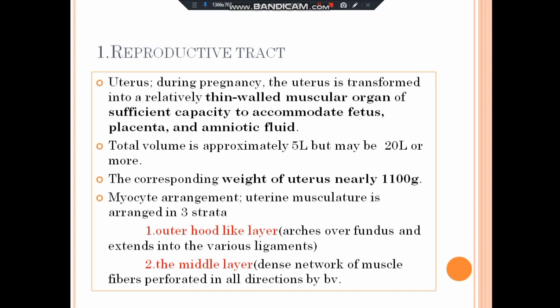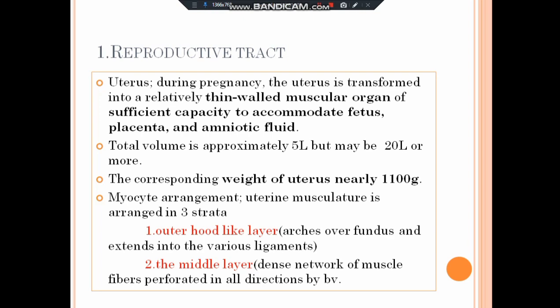First of all, the reproductive tract. Our uterus is a thin-walled muscular organ, and it has sufficient space to accommodate the fetus, placenta, as well as amniotic fluid. Usually, the weight of the normal uterus is only 60 grams, but due to pregnancy, the weight increases to 1100 grams. The myocyte arrangement or uterine musculature has three strata or three layers.